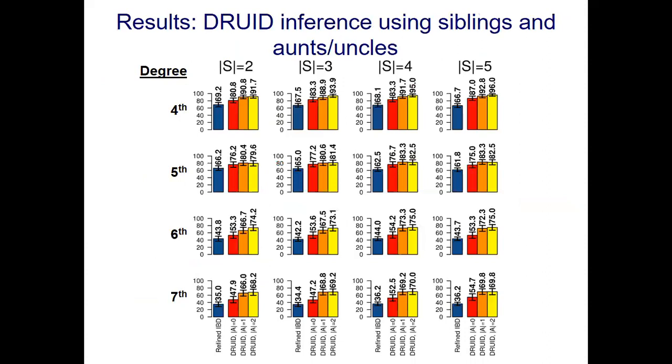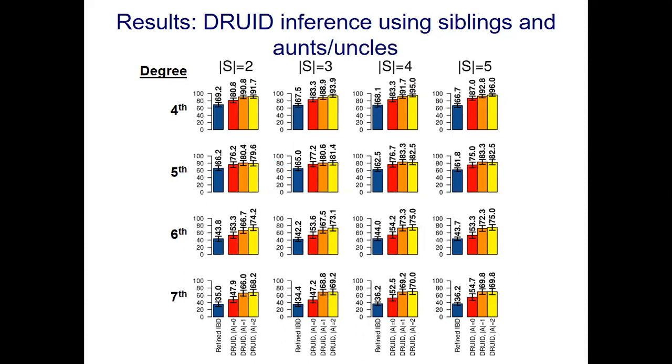Just to orient you, once again, we have different numbers of siblings, as shown here at the top, 2 through 5 siblings. Refined IBD is once again just a pairwise analysis, but DRUID is allowed to use 0, 1, or 2, color-coded as red, orange, and yellow, numbers of aunts or uncles in this analysis. One thing that's immediately clear is that as more aunts or uncles are included, DRUID does better. And this is as expected.